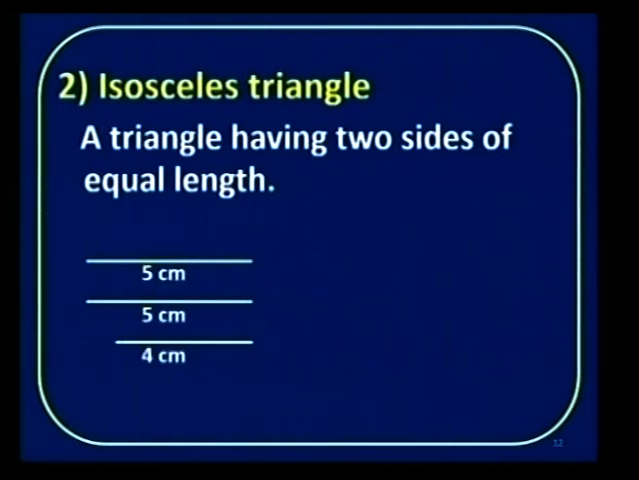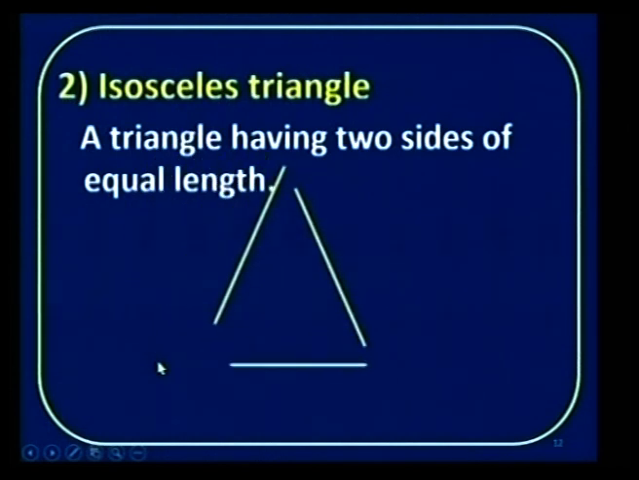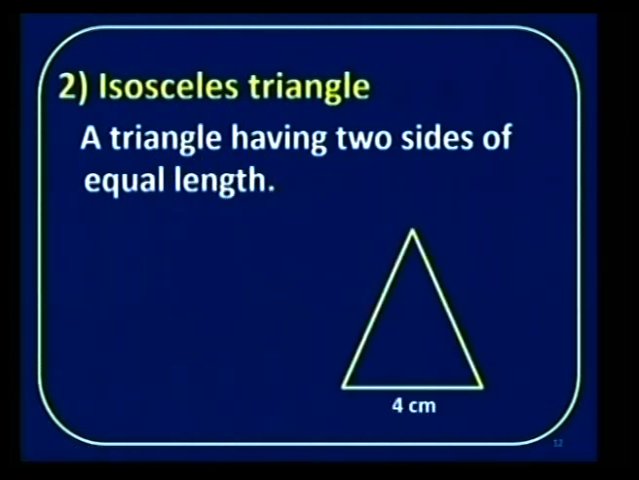Children, observe the screen here. I have taken 3 line segments, out of which 2 are equal. That is 5 centimeter, 5 centimeter, and the third one is 4 centimeter. Suppose if I make a triangle with these sides, what am I getting here? I am getting an isosceles triangle.